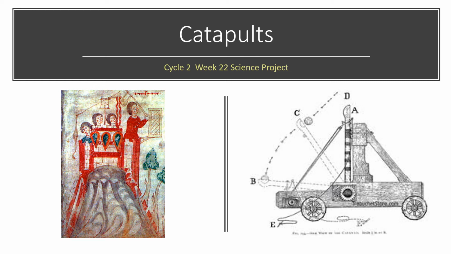Alright guys, here we are at week 22 for our science project. This week we are going to be exploring siege warfare with a very specific siege engine known as a catapult. What you're going to get to do this week is we're going to look into the history and forces used in catapults. Then, after we've learned about that, we're going to get a chance to make some different catapults that can throw mini pom-poms. Alright, well let's get started.